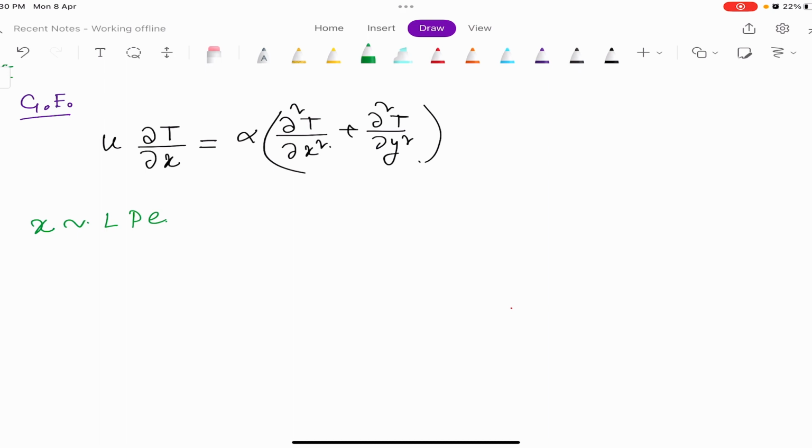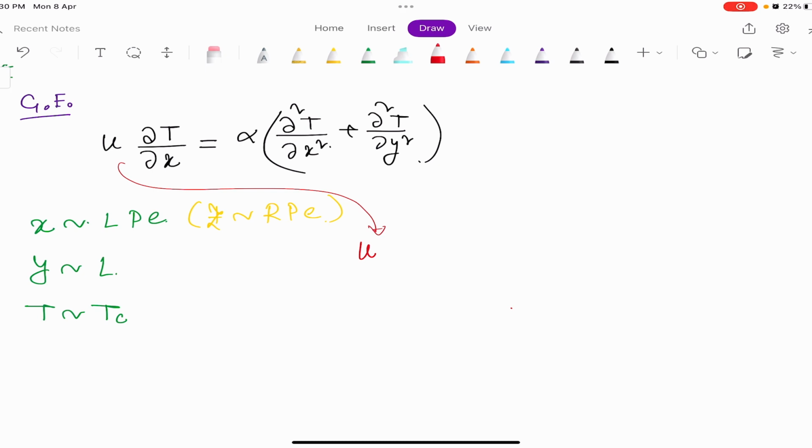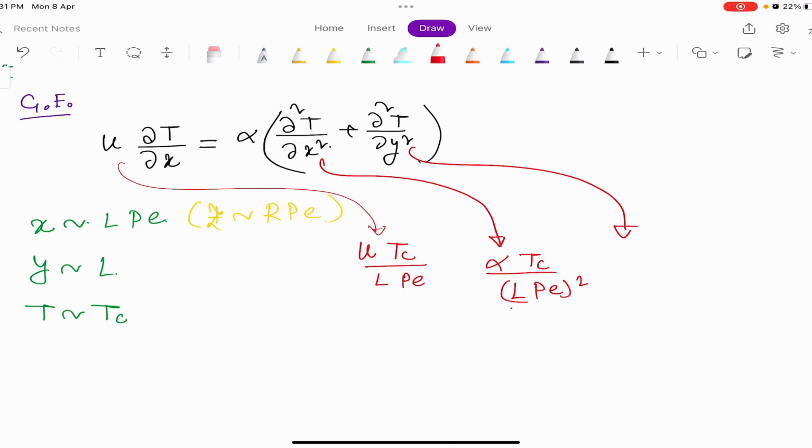So x is of the order of this, and in the previous problem we showed that z was of the order of r into Pe. It is a similar thing. I am not going into the details of how we got this. And then y is of the order of L. Let us say that t is of the order of some tc. Then if you write the order of magnitude of each term, this term is u, since u has only a value u. The next term is u into tc by L into Pe, and this term has the order of magnitude alpha into tc by (L into Pe) whole square. This term has alpha into tc by L square.